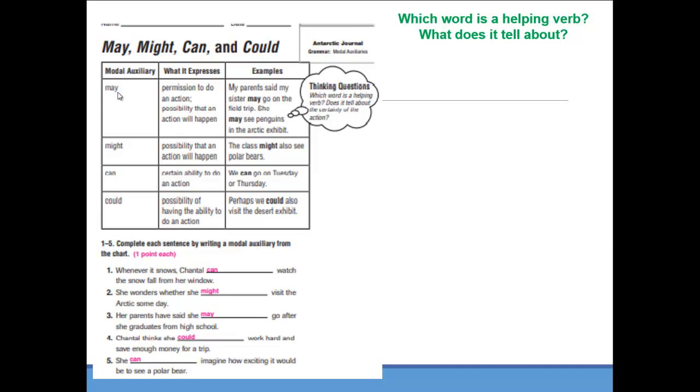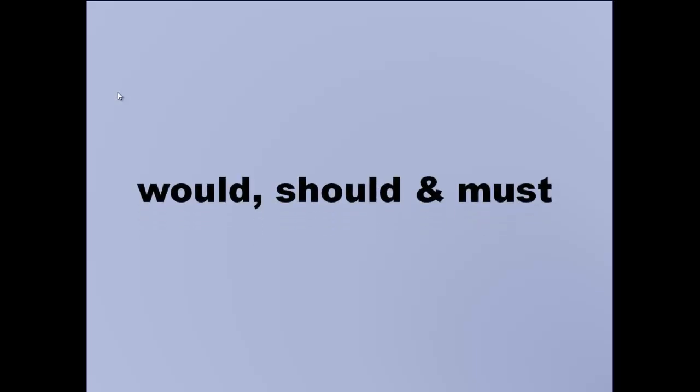She can imagine how exciting it would be to see a polar bear. Yeah, she's able to imagine. She really can imagine how exciting it would be to see a polar bear. So she's able to imagine. She can do something. And now let's move to another group of modal auxiliaries: would, should, and must.